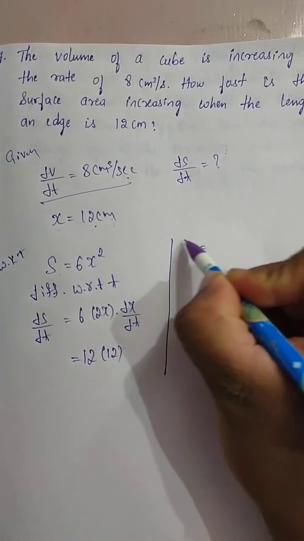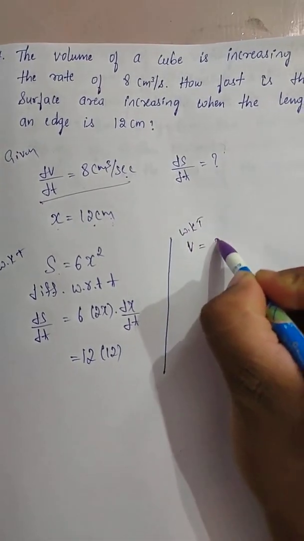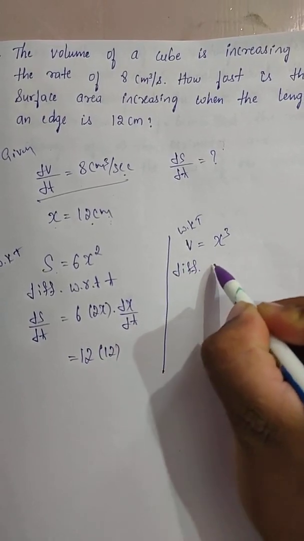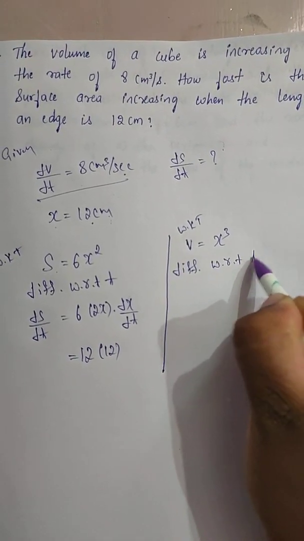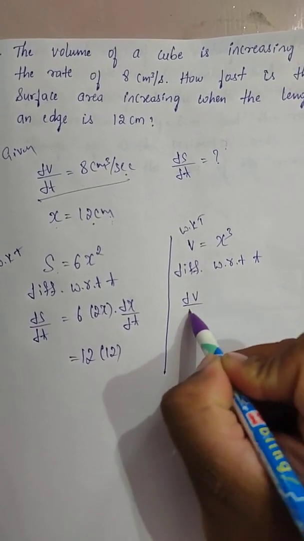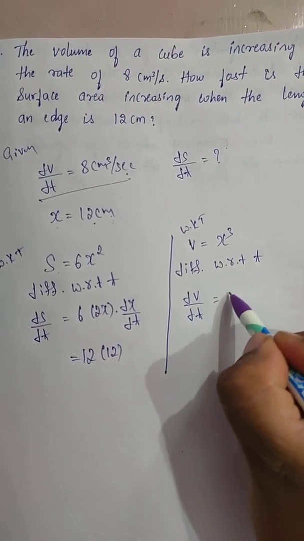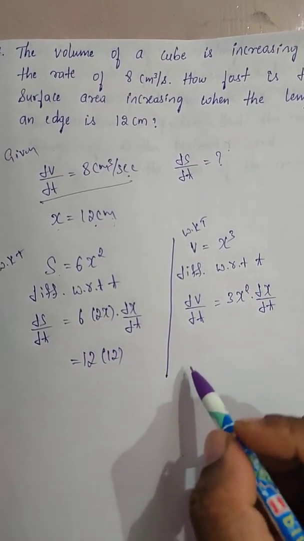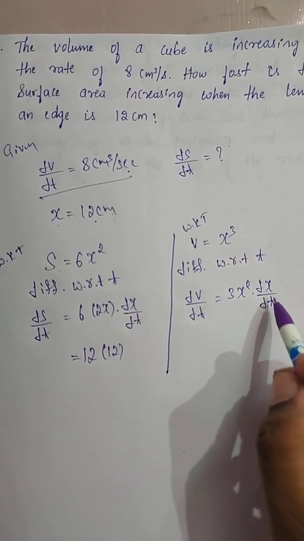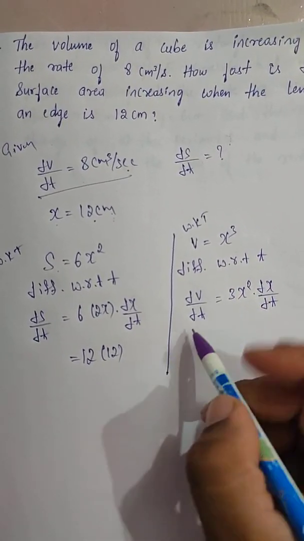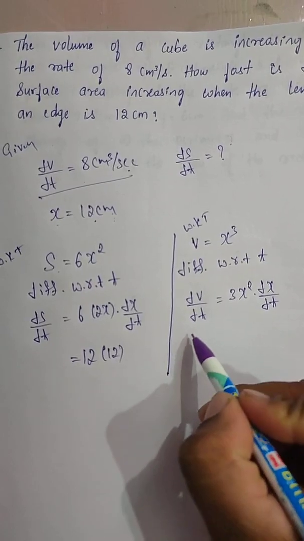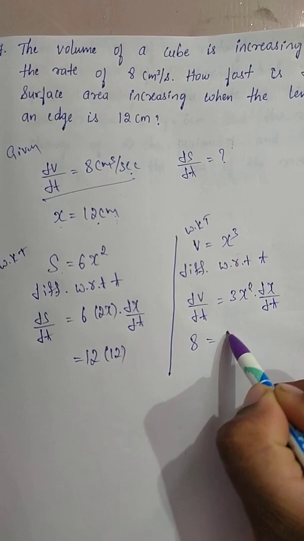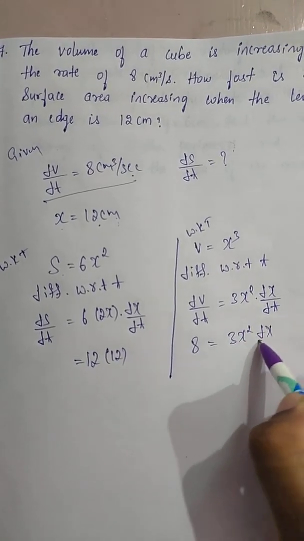We know that the volume of a cube is x cube. So differentiate with respect to t. dV by dt is equal to the differentiation of x cube, which is 3x square into dx by dt. It is changing with respect to time. So now we know the dV by dt. What is dV by dt? It is 8. So 8 is equal to 3x square into dx by dt.